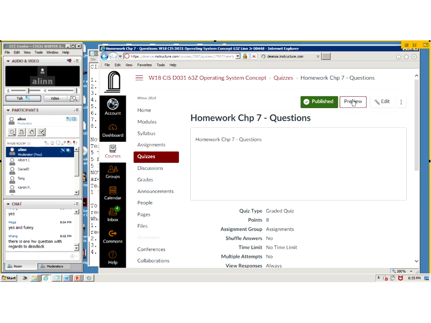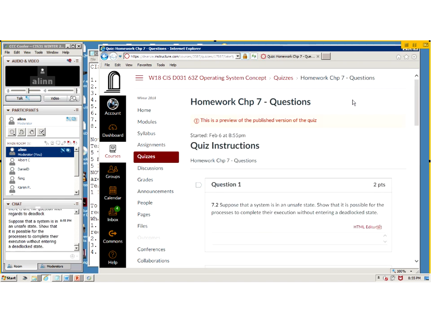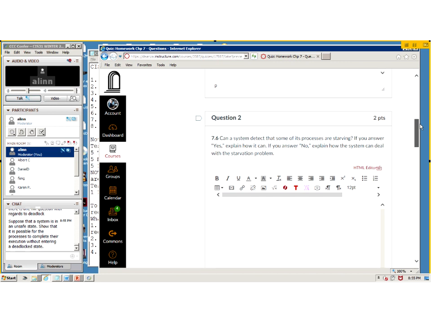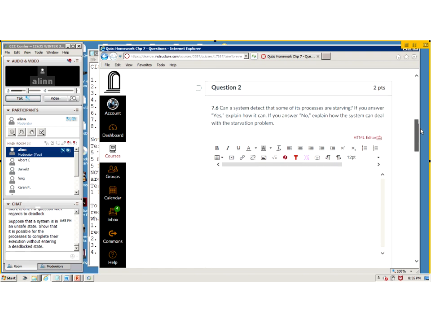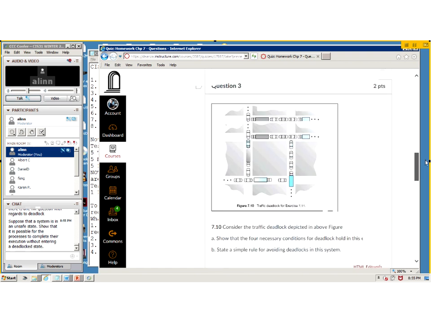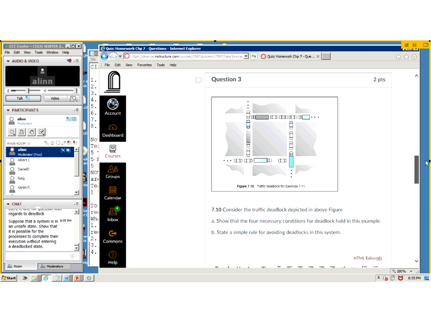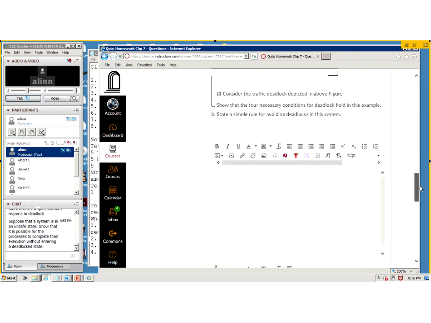Okay, let's take a look. Chapter 7 questions. There's an unsafe question, so that's avoidance. There's a starvation question. There's an example of the 4 necessary conditions: mutual exclusion, no preemption, hold and wait, and circular wait. Those are the 4.